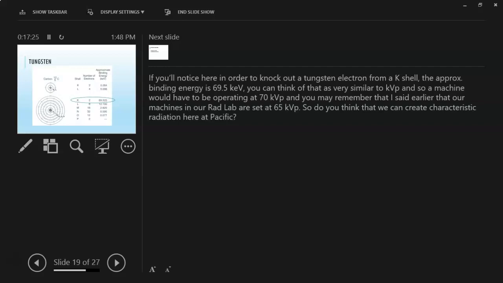So if our machines in our lab are set at 65, what kind of X-rays are we producing? Bremsstrahlung. So we're producing Bremsstrahlung. Unless you push the button on that one machine and you make it 70, then you'll be doing characteristic. But in general, all of our machines, we produce Bremsstrahlung radiation.